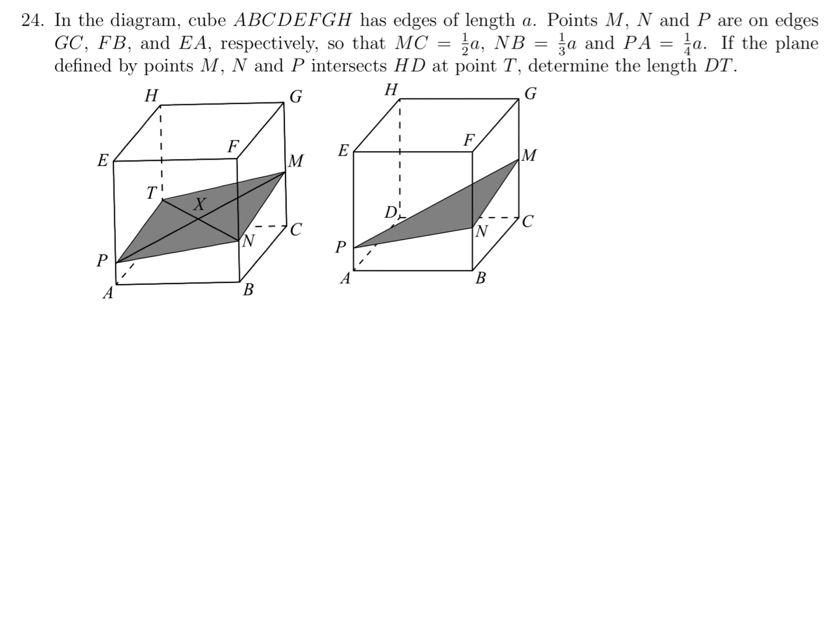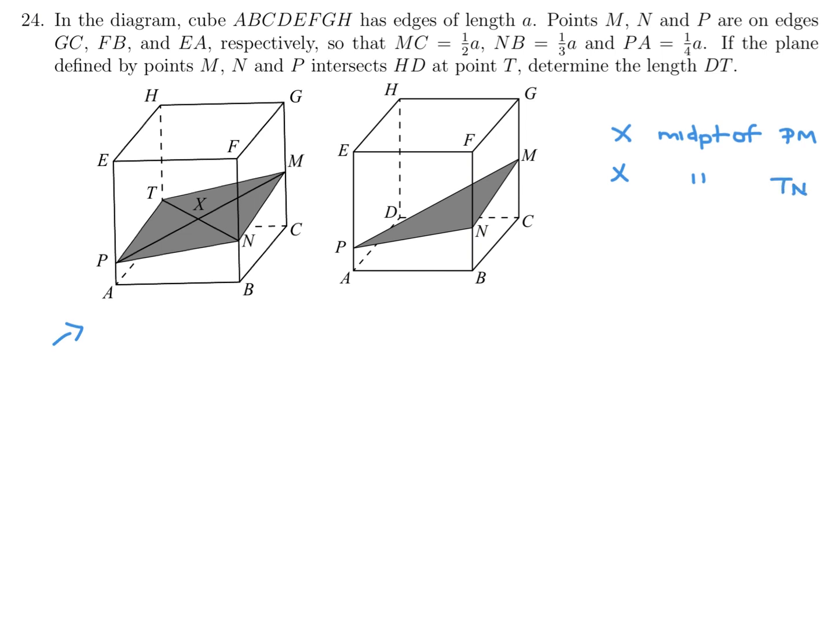Okay, so how do we do that? Well, X, if you can see in this diagram over here, is the midpoint of PM. It's also the midpoint of TN, those two diagonals. So write that in there. X is the midpoint of PM, and it's also the midpoint of TN.